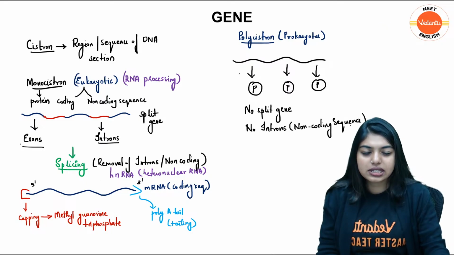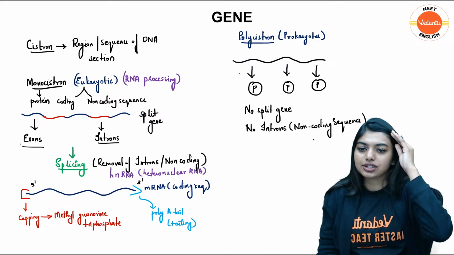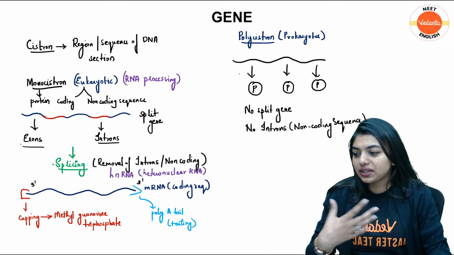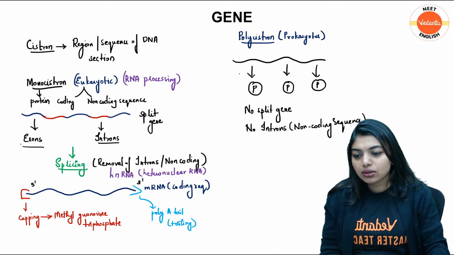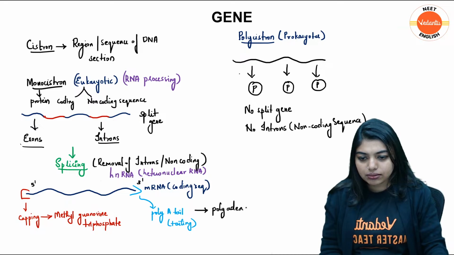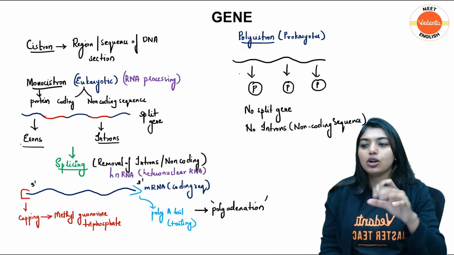No non-coding sequences will affect the continuation of your translation. This is only present in eukaryotes because we are a little more complicated. Now, this poly A tail addition is also called polyadenylation. This capping and tailing, this is called polyadenylation. So this is the whole process.